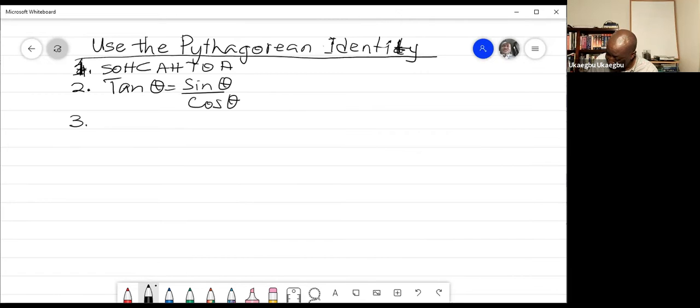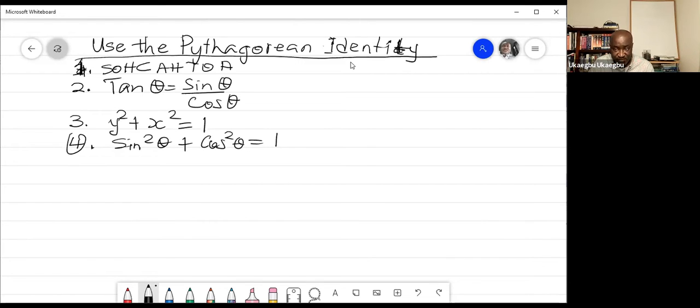The third one is that y squared plus x squared is equal to 1. And then the fourth one we must remember is sin squared theta plus cos squared theta is equal to 1. So these are basic formulas we have to remember in order for us to be able to solve our problem.